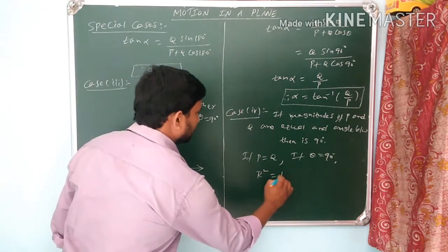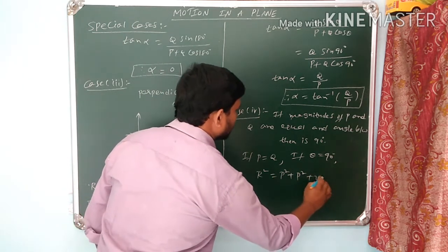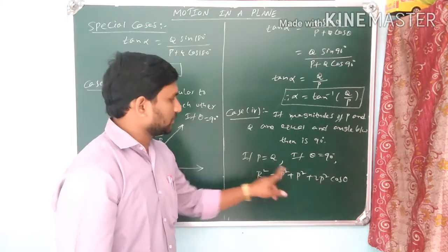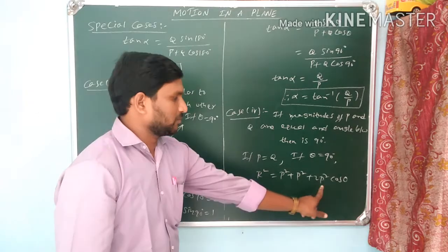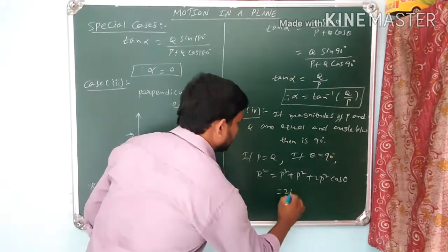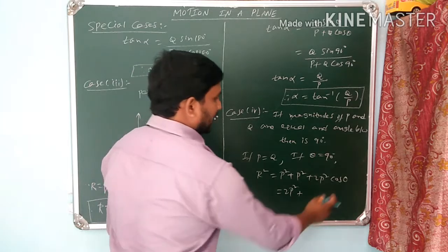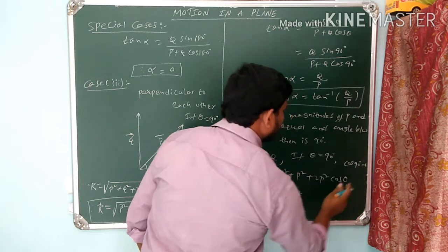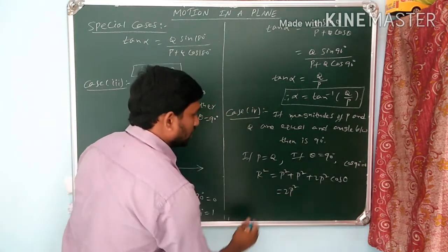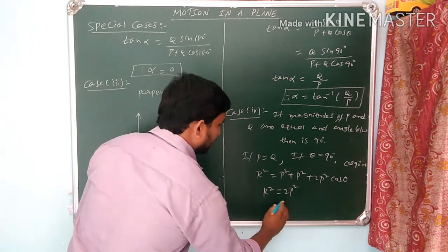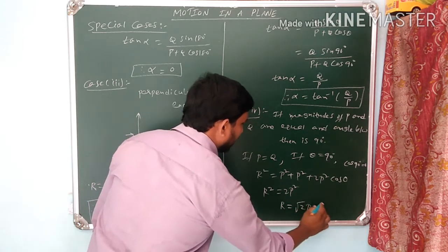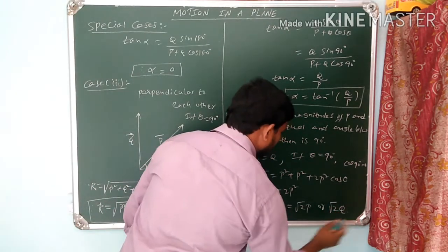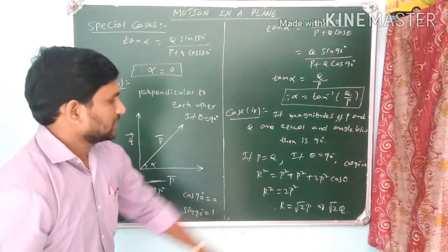Then r square is equal to p square plus 2p square cos theta. Why am I writing like this? In place of q I am substituting p, so p square plus p into p, 2p square cos theta. That is nothing but 2p square plus cos 90. Cos 90 is how much here? 0. Therefore this term becomes 0. Then we get r square is equal to 2p square. Then r is equal to root 2 p. Or when we substitute in place of q, we get r is equal to root 2 q. This is the resultant.